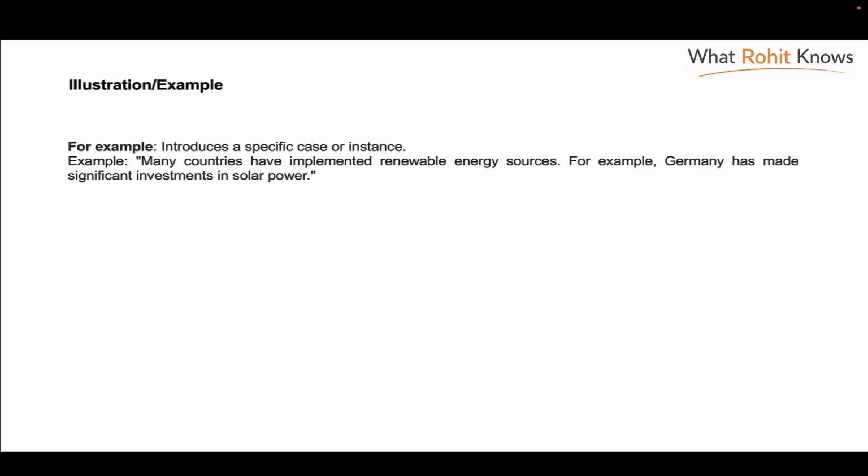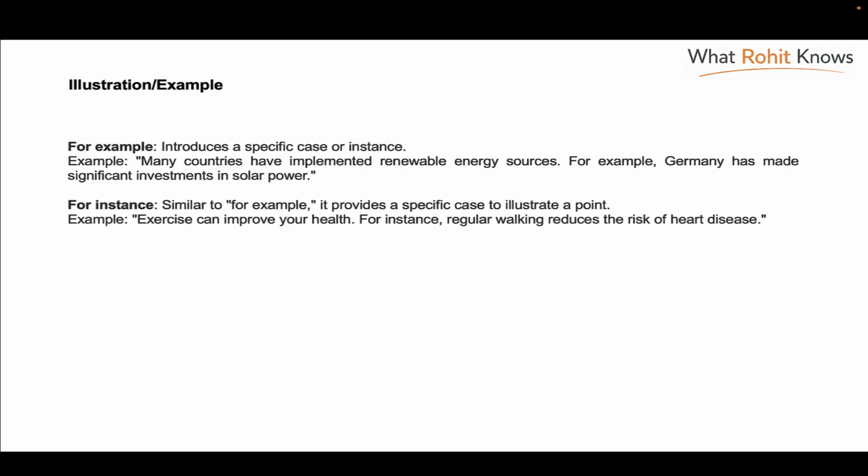Another very important point is when you have to give an illustration or example. So we often say that in writing, when you're writing an essay, you introduce a topic, then you expand on that topic, support it with arguments, and then give an example. So the simplest way of doing that is using for example. So many countries have implemented renewable energy sources. For example, Germany has made significant investments in solar power. Also, you can use for instance. Now in the previous sentence, you could have used for instance instead of for example.